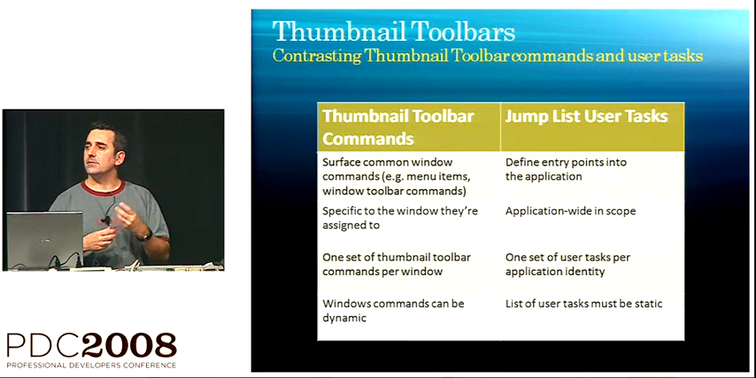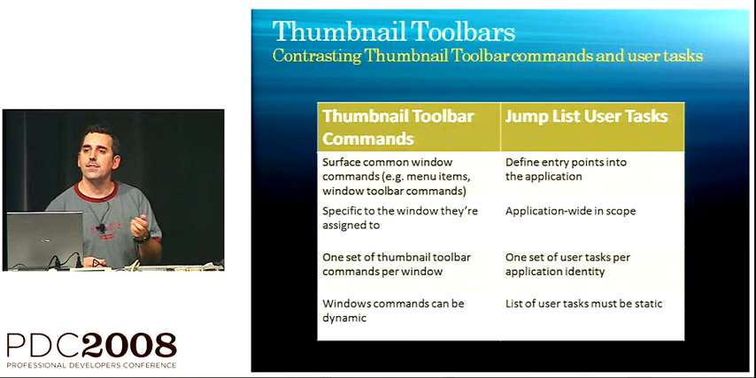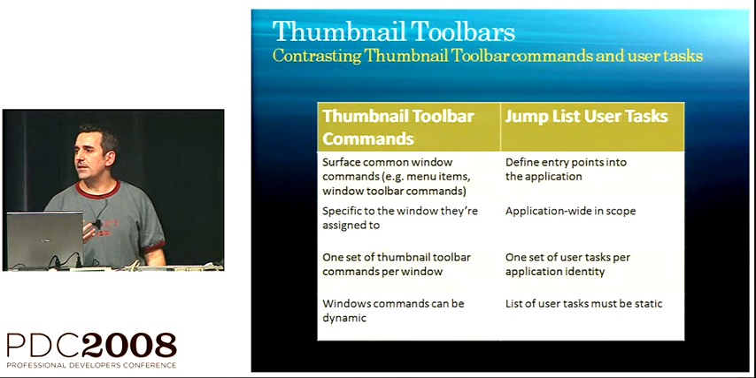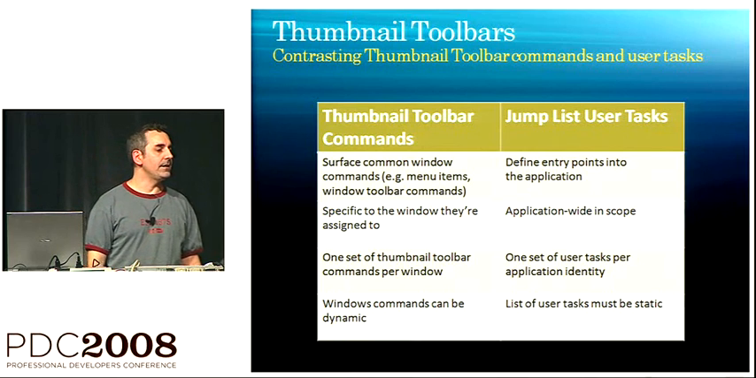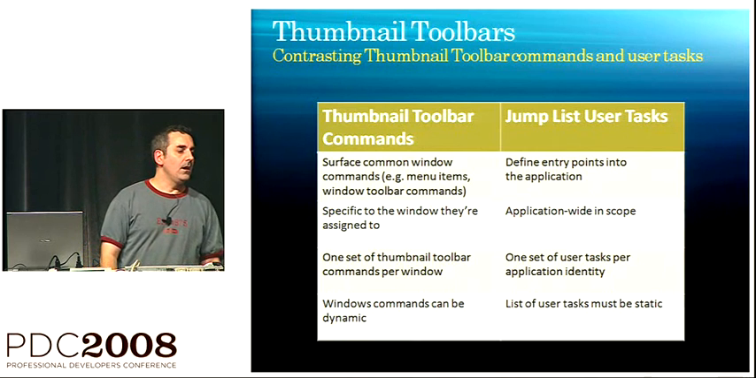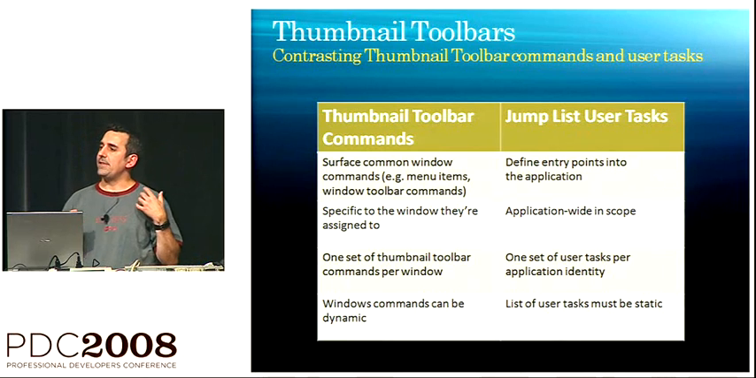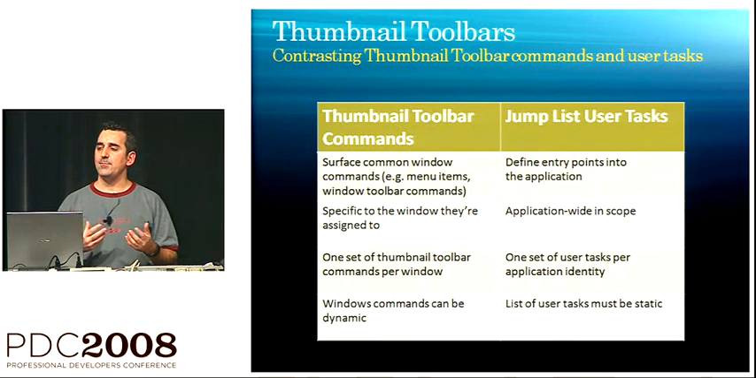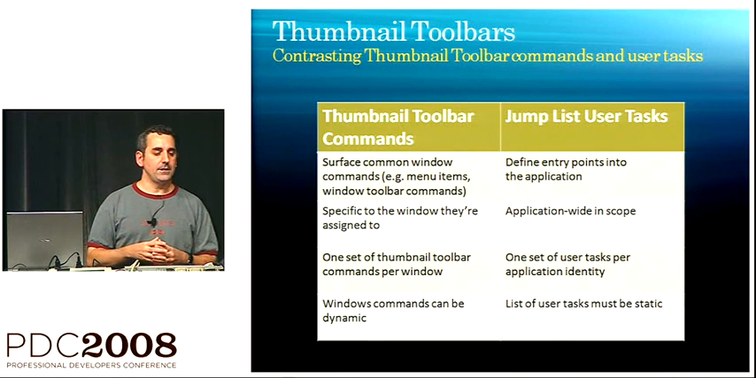You can have different sets of commands in thumbnail toolbars, whereas with jump list user tasks, you only get one set of tasks for an end user. They're static. They're basically read-only in nature. And then finally, with thumbnail toolbar commands, they can be dynamic. So you can do things like show and hide or enable and disable them, whereas, again, jump list user tasks are static in nature.